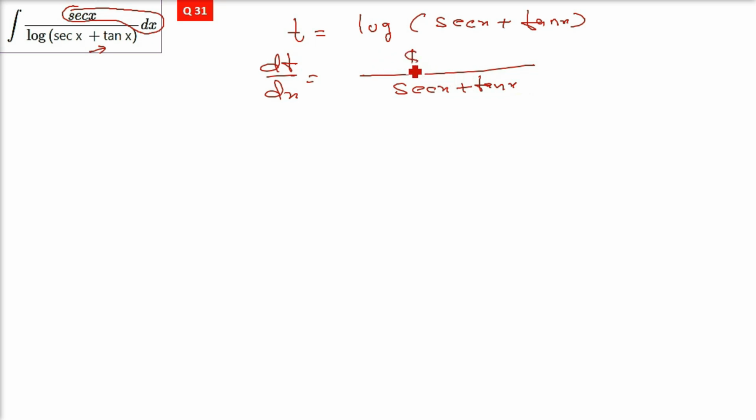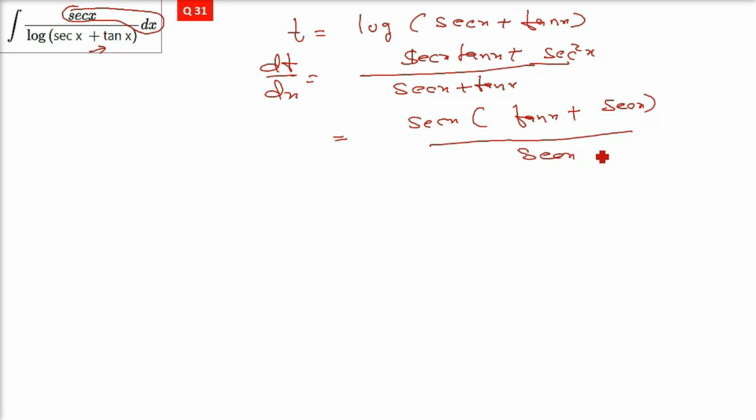What is the differentiation of sec x? Sec x tan x. What is the differentiation of tan x? It will be sec square x. I am going to give you the feeling that we are going to get sec x plus tan x. How? Just take this sec x outside. When you take sec x outside, you get tan x first, and the second is only sec x. So you get sec x plus tan x in the numerator and also in the denominator. You can cancel it. Only sec x will remain. dt by dx is equal to sec x. You can take this dx from the denominator to the right hand side. The dt will be equal to sec x dx.